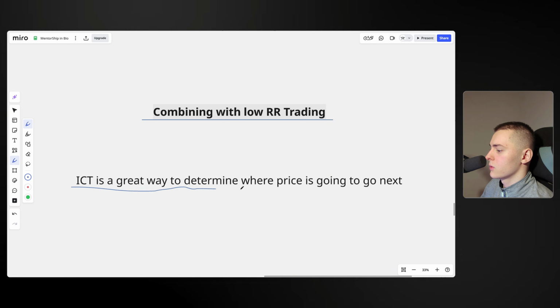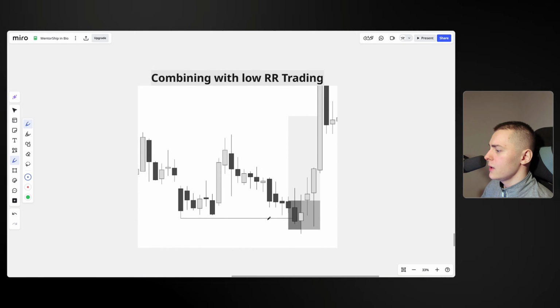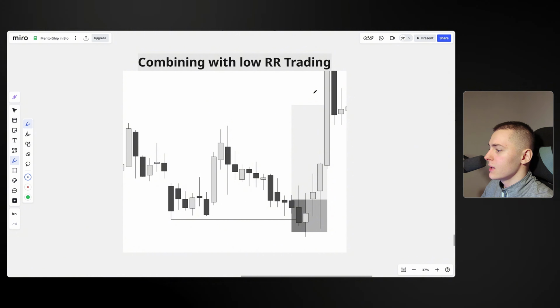ICT is a great way to determine where price is going to go next. But let's be honest, we have all been there. The direction was predicted right, but the timing was off. Here's another example. So the trader who tried to take this trade was right on the direction. Why? Because the price shot up into his initial take profit. As you can see, those are relative equal highs, and he wanted to trade back into them.